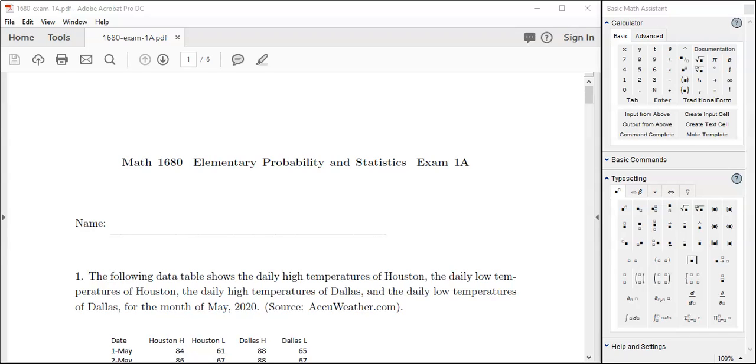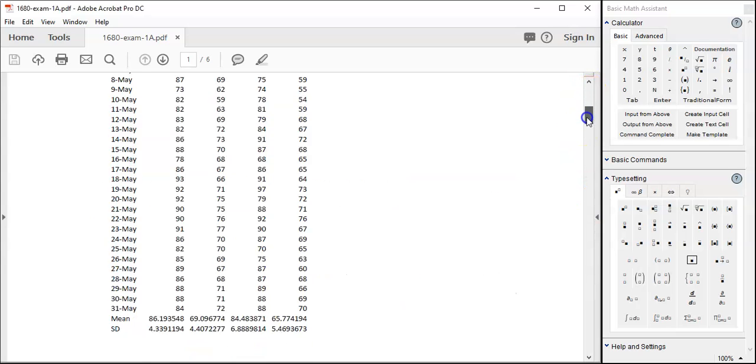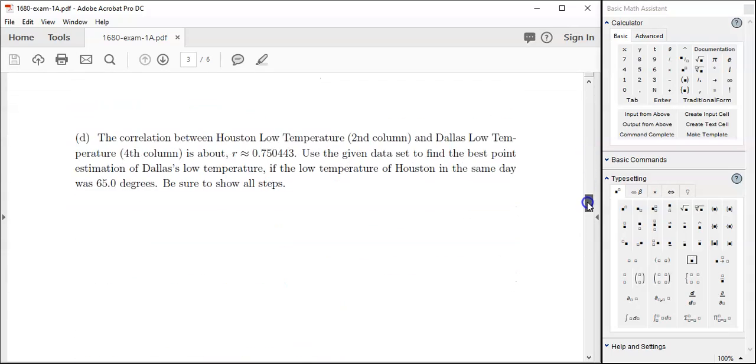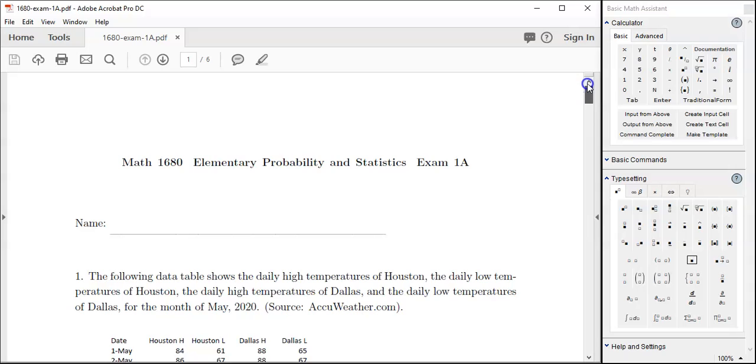Hello students, welcome back. Let's begin the regression problems. We are talking about problem 1C and 1D. However, these two problems are related to this data set, so let's begin all the way from the start.